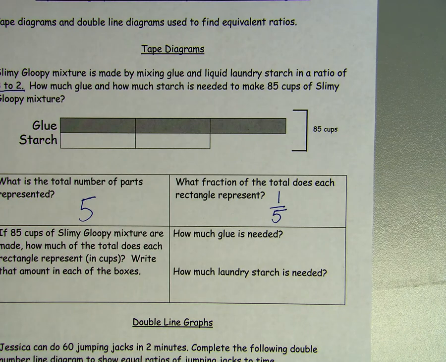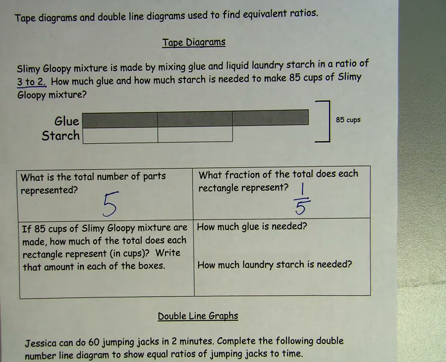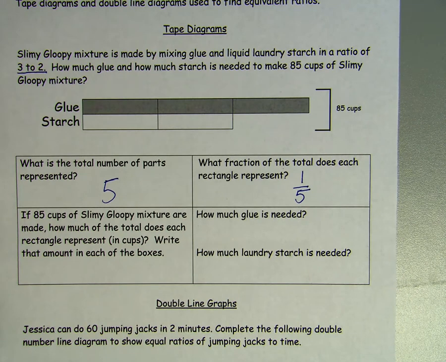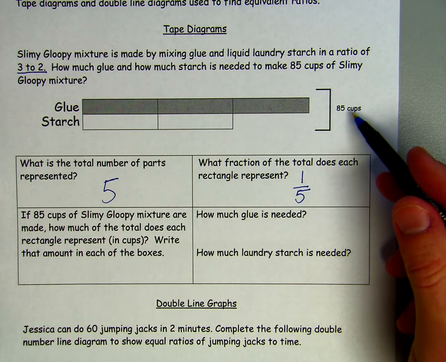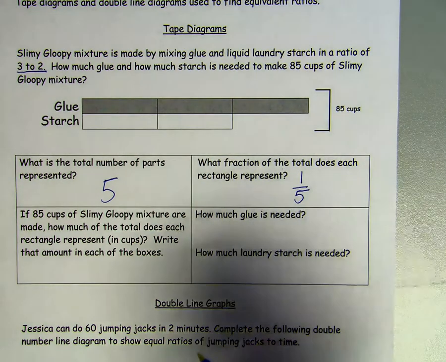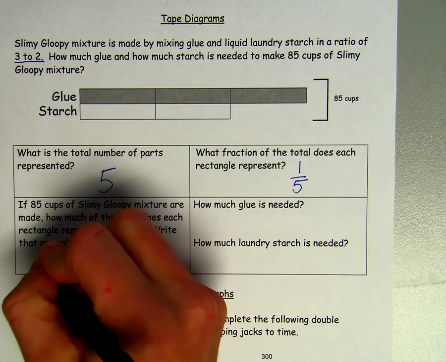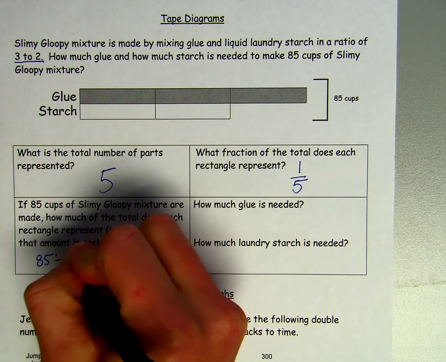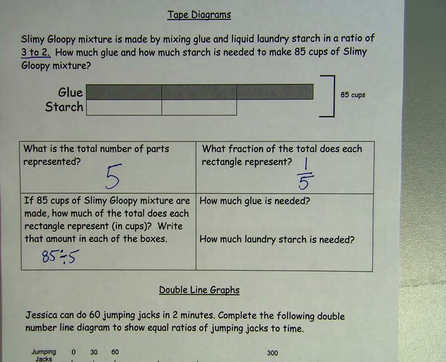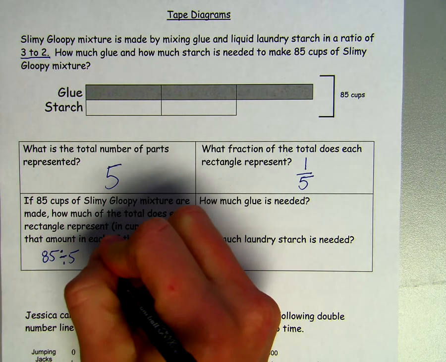And then we have our next one: if 85 cups of slimy, gloopy mixture are made, how much of the total does each rectangle represent in cups? Write that amount in each box. Okay. So to figure that part out, we know that there are 85 total cups and that it's broken up into 5 equal parts. So we can take that 85 and divide it by 5. Okay. And when we divide 85 by 5, we get an answer of 17.